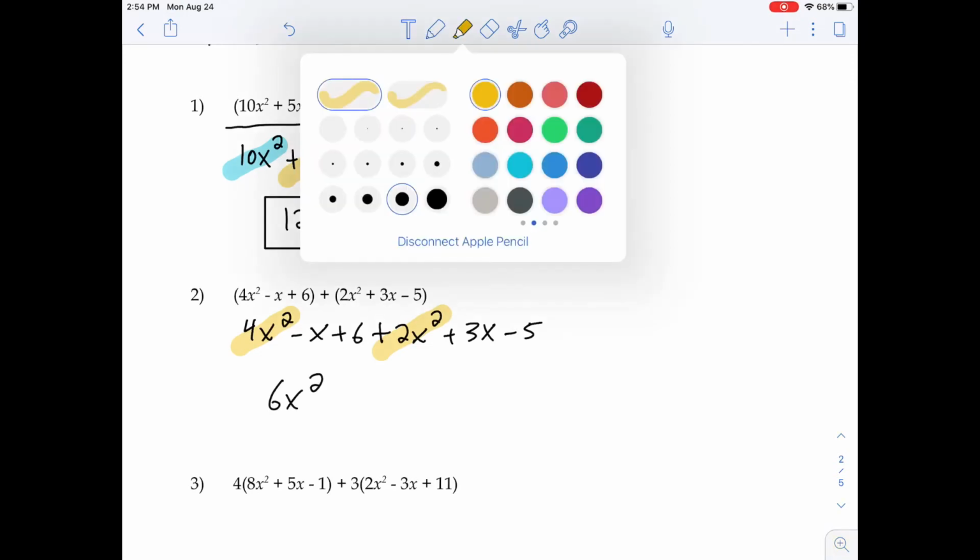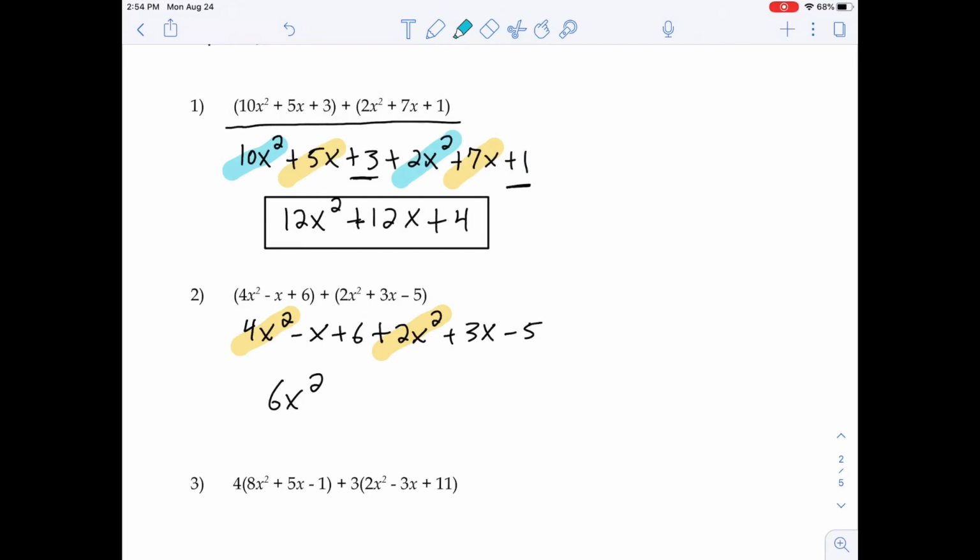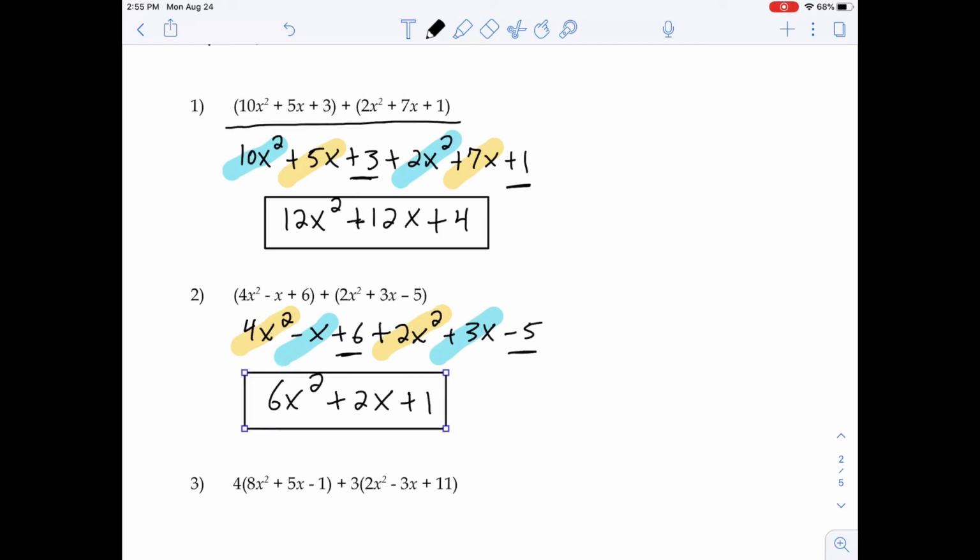And then I'm going to go ahead and take a look at the next set. So I have minus x and plus 3x. So those are my like terms. So I have a negative 1x plus a 3x. That is plus 2x. And then, of course, I have just my constant terms left. I have 6 minus 5, which is 1. So adding those together, this is the sum, 6x squared plus 2x plus 1.